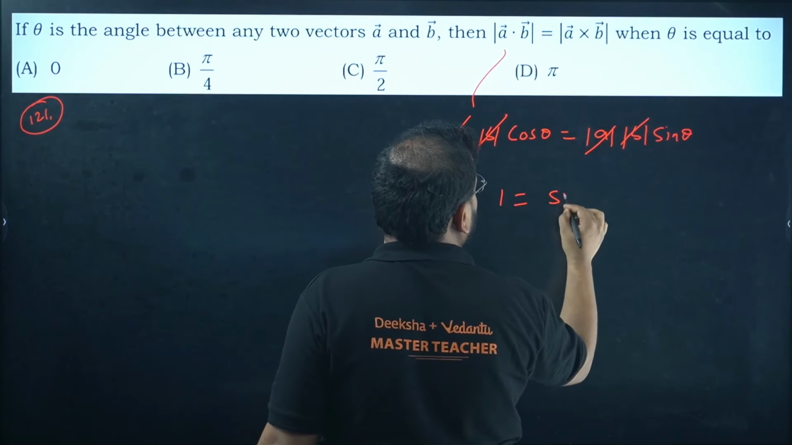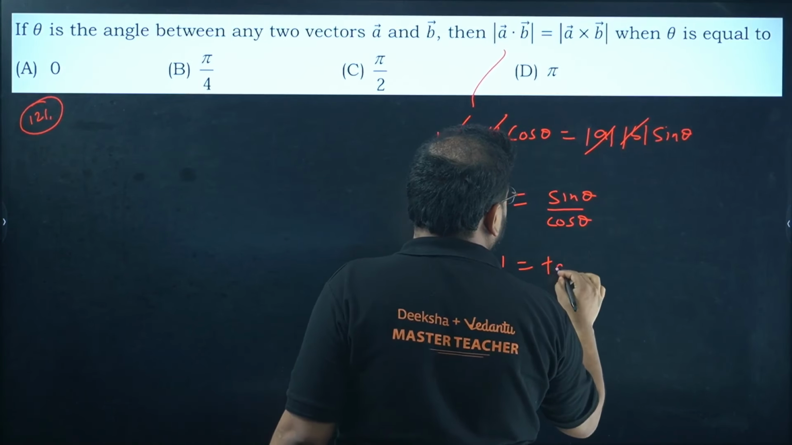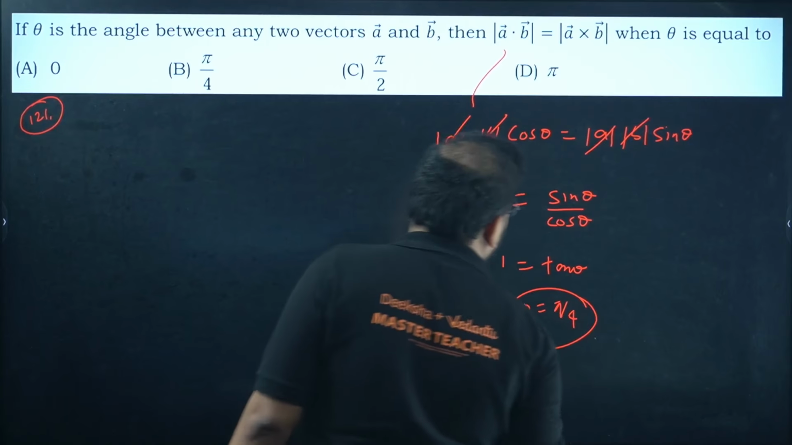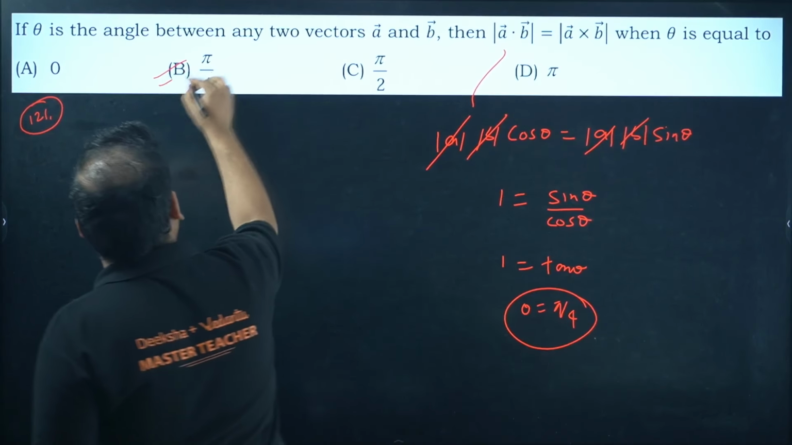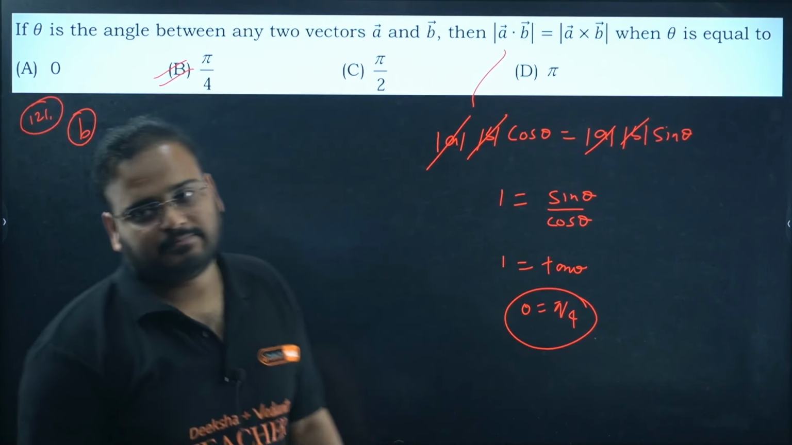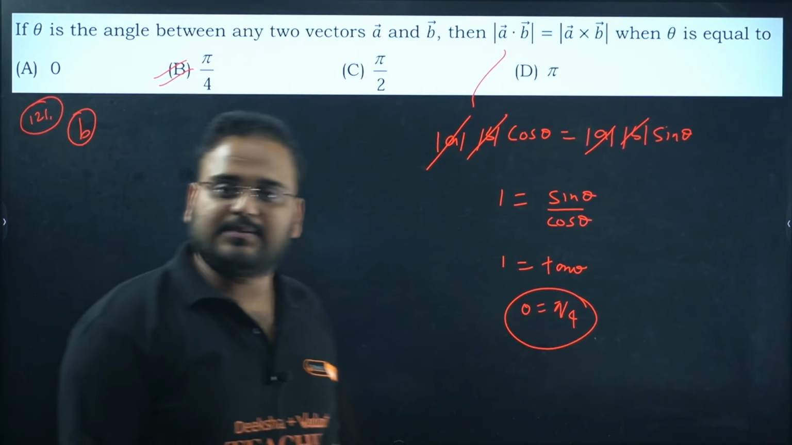Move on that side. 1 equals sin by cos, so 1 equals tan. Theta equals pi by 4, or 3 pi by 4, does not matter. In this case, we have only one option, B. Done. Have a look. Clear? Any problem? No problem, sir. Answer is B.